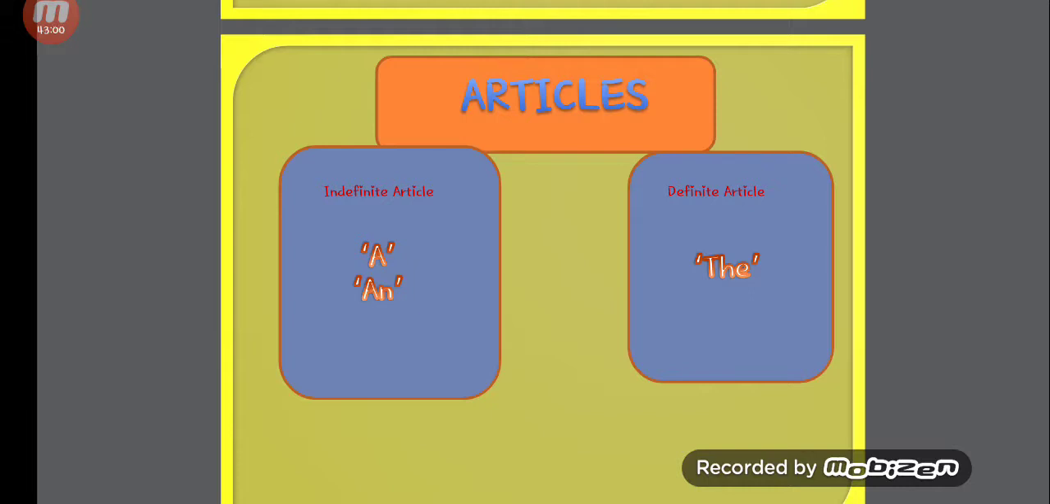When we speak of a person who has already been referred to, or when we wish to particularize a person: I do not know the man you are talking about. To particularize, we use the. We also use it before the names of ships, trains, books, and newspapers. These are the common rules of usage of articles.